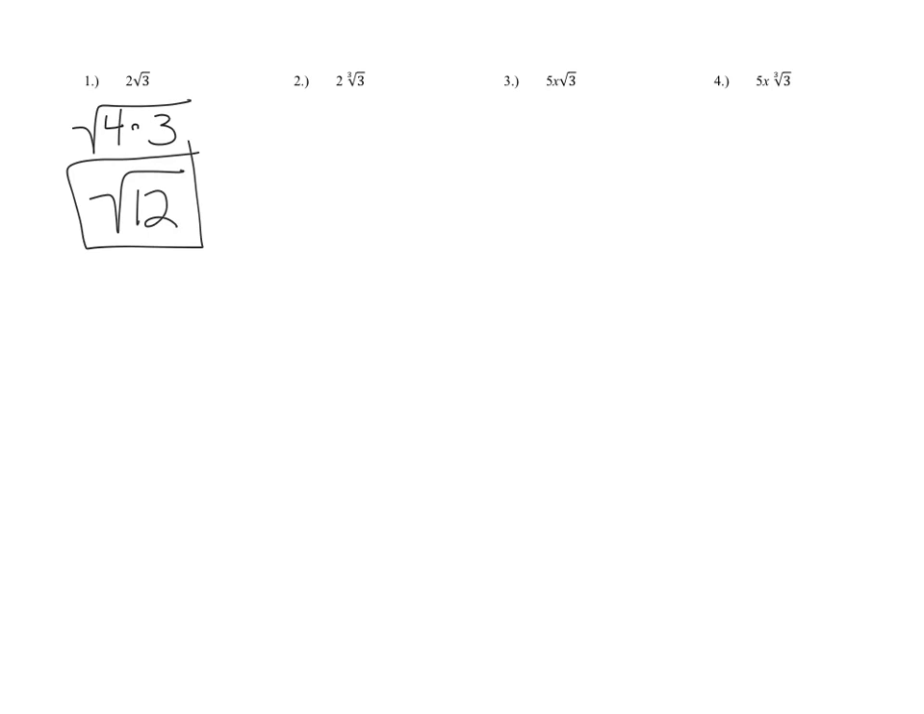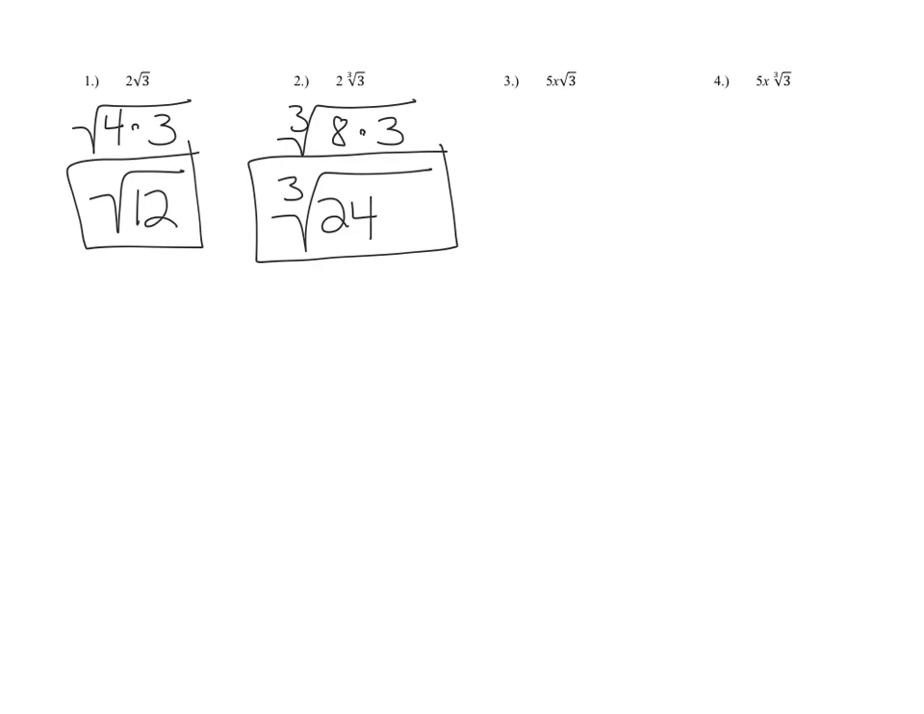But if it's a perfect cube, or if it's a cube root, sorry, then you're cubing the 2. 2 cubed is 8. You're putting it back in there with the 3. This is a cube root. 8 times 3 is 24. So this would be the cube root of 24. Done.